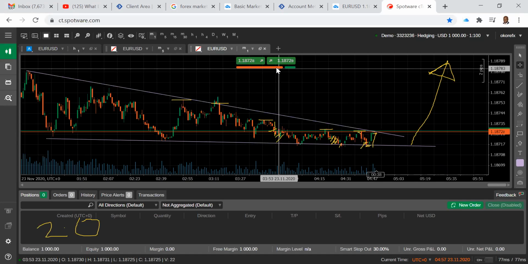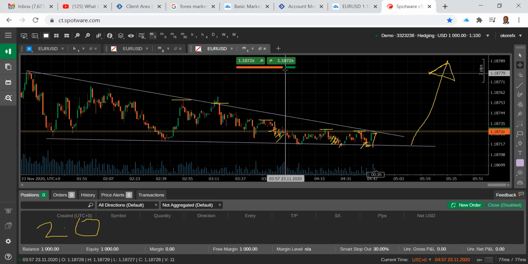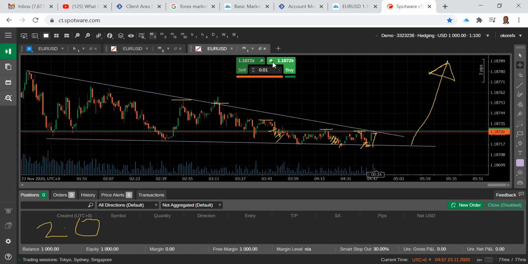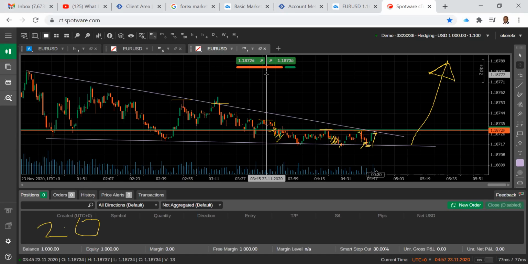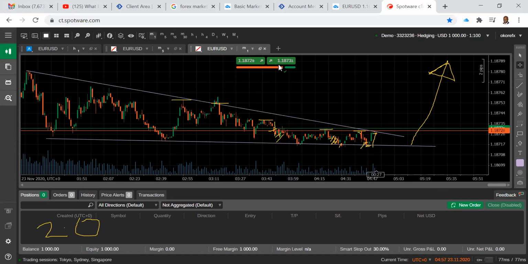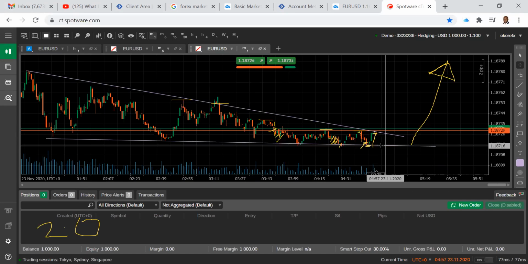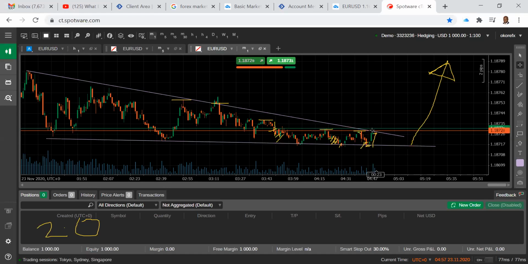So we shall be focusing mostly on 0.01 lot size. And I've told you we shall be using the 1,000 balance. All right. So any questions? If I get here, I will wait. I will not take the trade now.